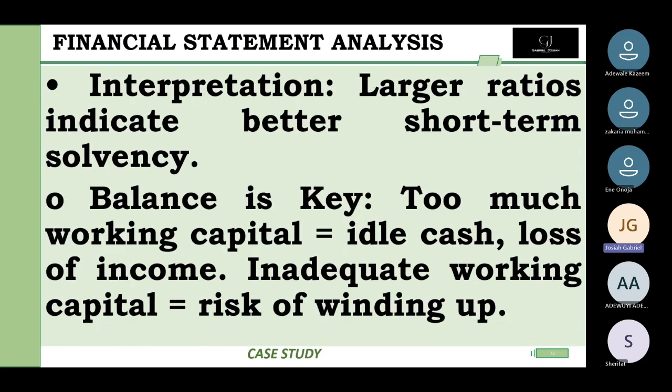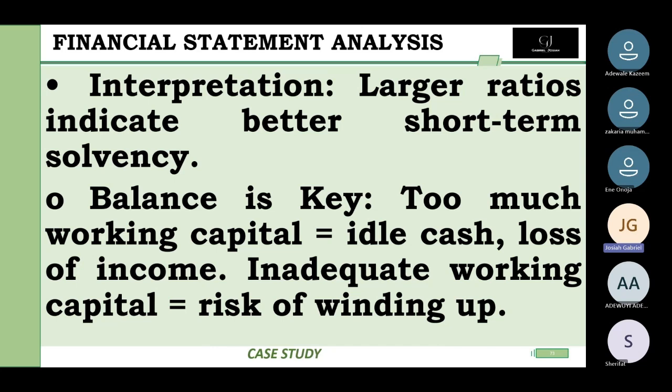Also, the interpretation: larger ratios indicate better short-term solvency. Very important. And the interpretation is what is necessary, not just the calculation. So for larger ratios, like the current ratio, if you have 2:1 or 3:1, it's a more comfortable position. But where you have 4, 5, 6, it may speak to too much liquidity and tying down too many assets. So balance is the key.